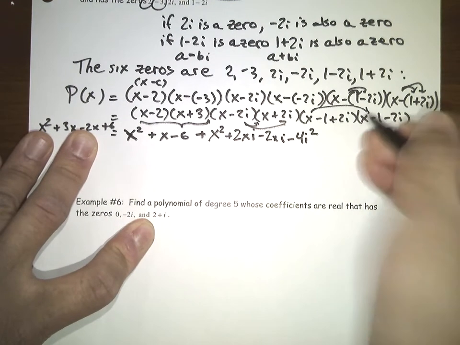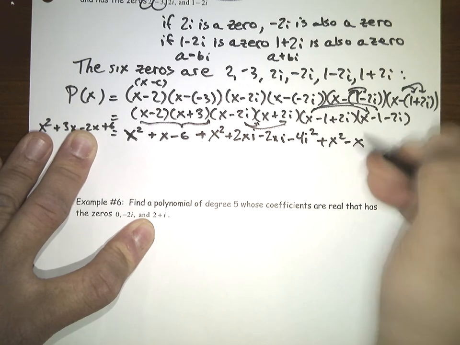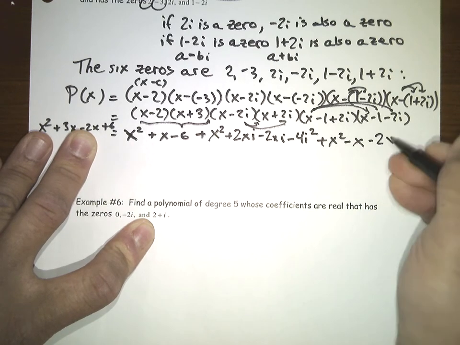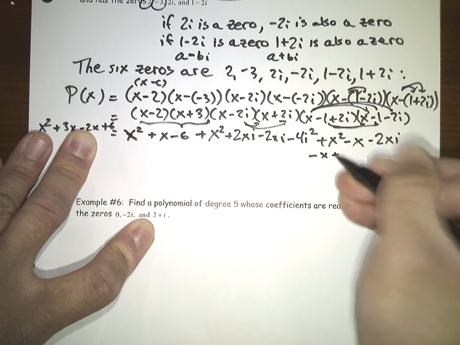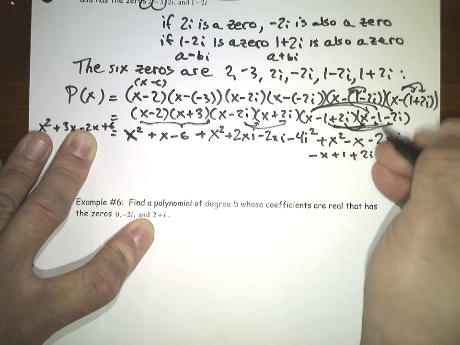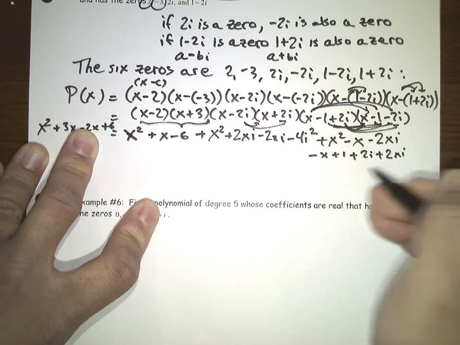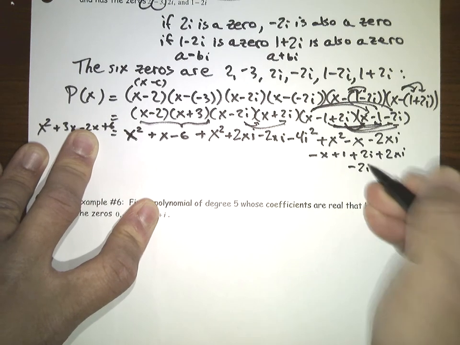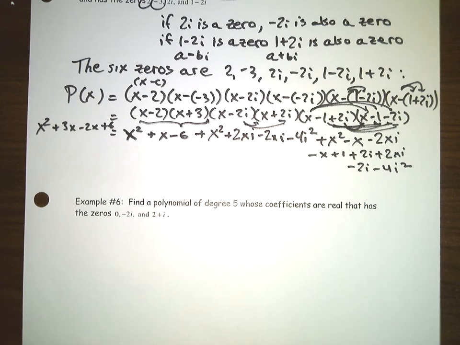And then we have x times x, so plus x squared. Then x times negative 1, so minus x. Then minus 2xi, then minus 1, so minus x plus 1 plus 2i. Then the negative 2i times all of these terms, so plus 2xi. Oh boy, minus 2i, then minus 4i squared. All right, so now we'll just zero out the terms that we can here.